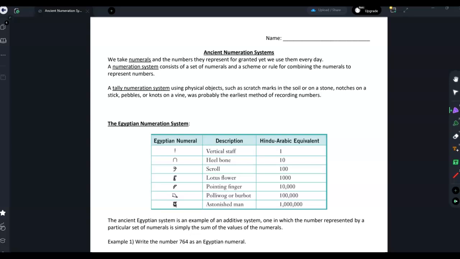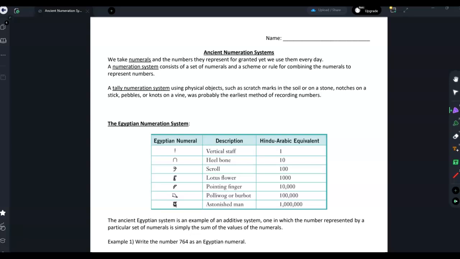Numerals are the symbols that we use to represent numbers, and we take them for granted. We use them every day, but we really take them for granted. If we want to define what we call a numeration system, it is just any system that consists of a set of numerals or symbols, and then a scheme or rule for combining those to represent numbers.